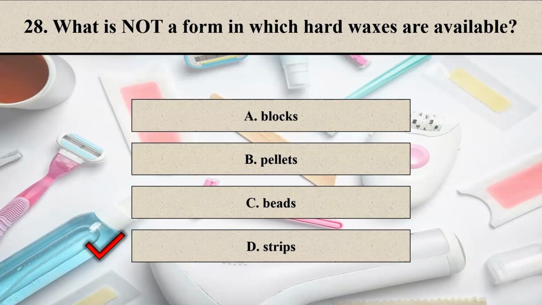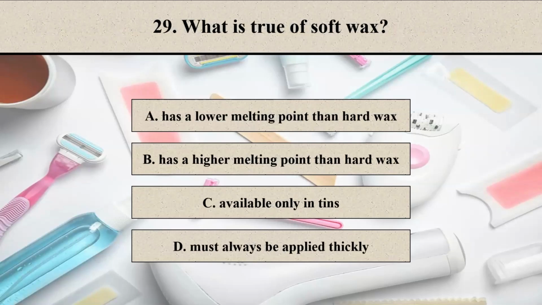If you chose D, strips, you are correct. What is true of soft wax? Is it has a lower melting point than hard wax, has a higher melting point than hard wax, available only in tins, must always be applied thickly?